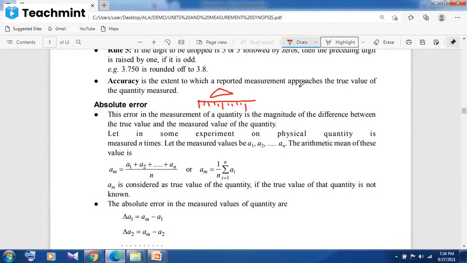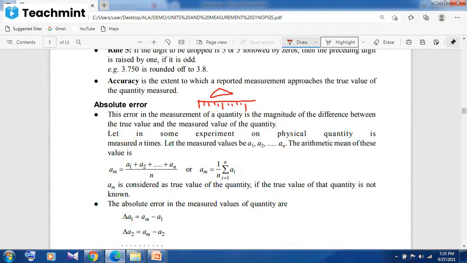So there might be error also, which is possible, maybe because there might be some problem with the instrument, or the manufacturer who manufactured that measuring instrument has some problem with it. So absolute error means the measurement of quantity with the magnitude of difference between the true value and measured value. True value means the actual value. Measured value means what you measure.